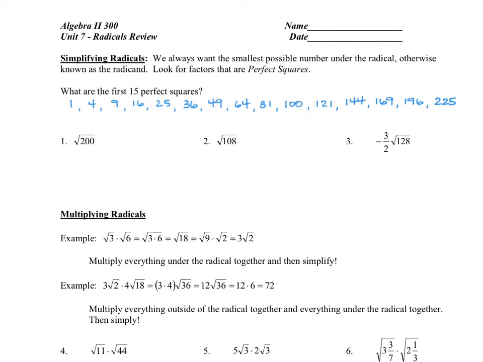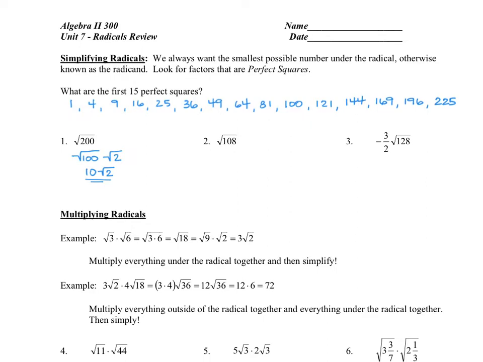So if we want to simplify the square root of 200, we're looking for the largest perfect square factor of 200 and what's left over. So we can simplify the square root of 200 into the square root of 100 and the square root of 2. But the square root of 100 is 10, and then we just leave the square root of 2.